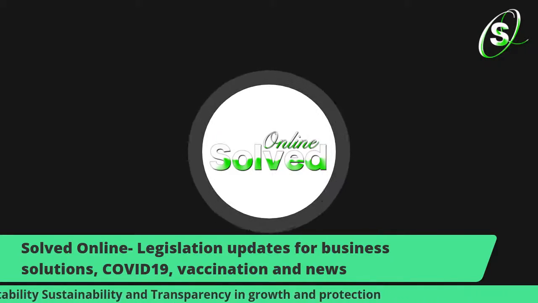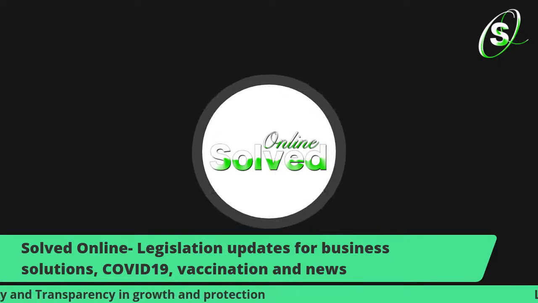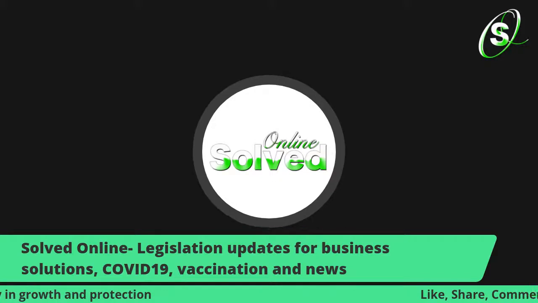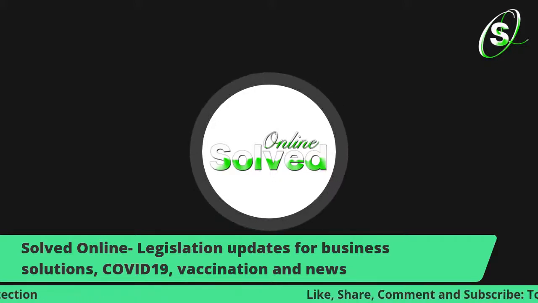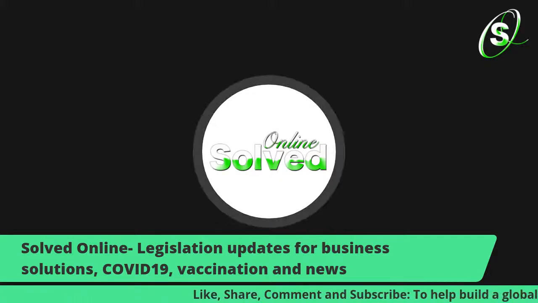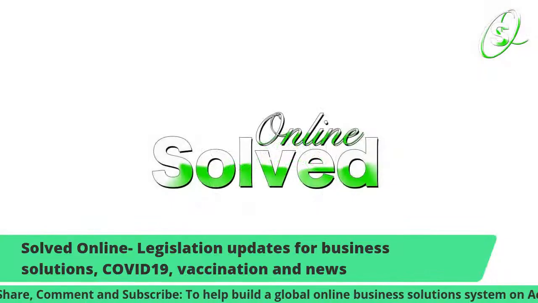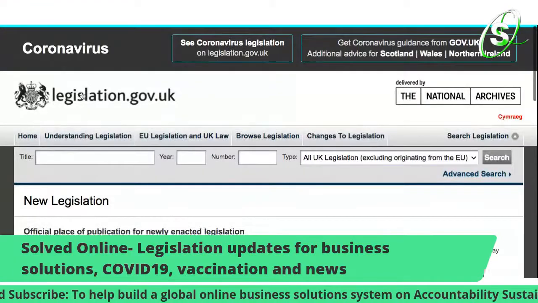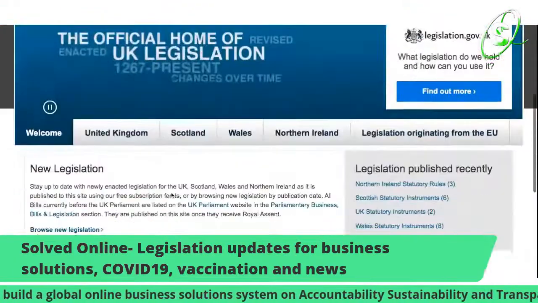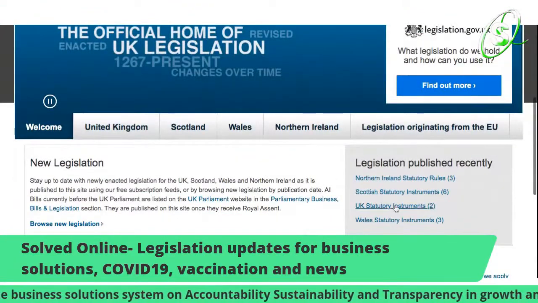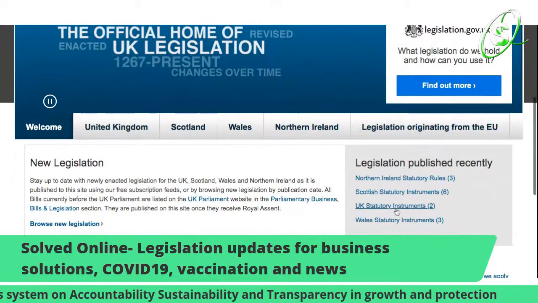So we're saying that we're going to go over to legislation.gov.uk to see what new legislation has been published in recent days. So we're gonna check it out. Like I say, we're on legislation.gov.uk and we go down to UK statutory instruments, and there's only two.